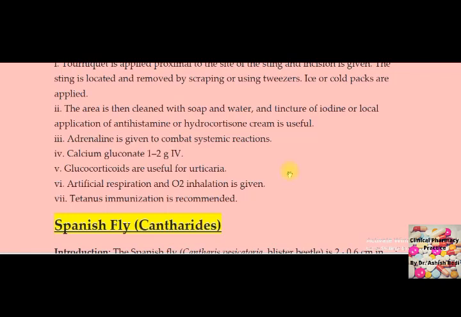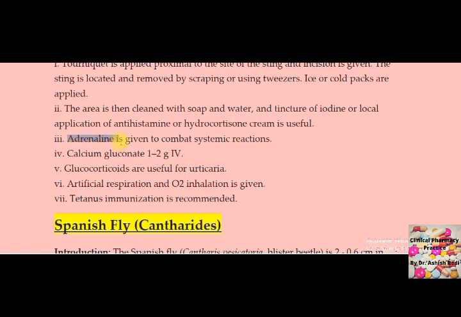So the second step is that the area should be cleaned with soap and water, and we can apply tincture of iodine, or local application of antihistamine or hydrocortisone, so that you can relieve the allergic situation as well as the inflammatory situation. The allergic situation can be healed by antihistamines, and the inflammatory situation can be healed with the help of hydrocortisone.